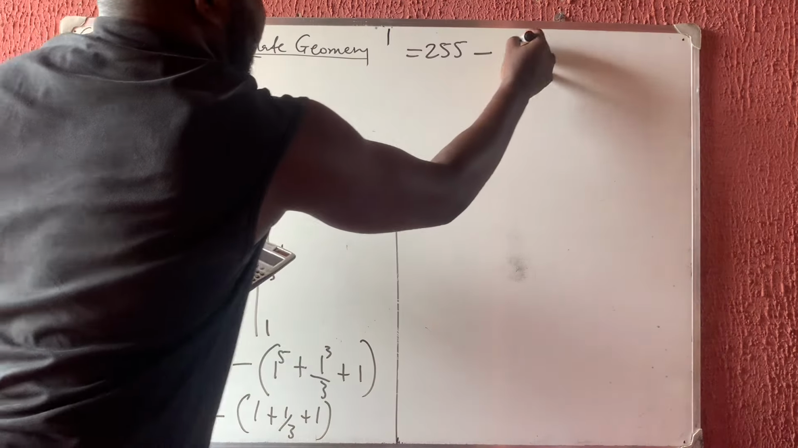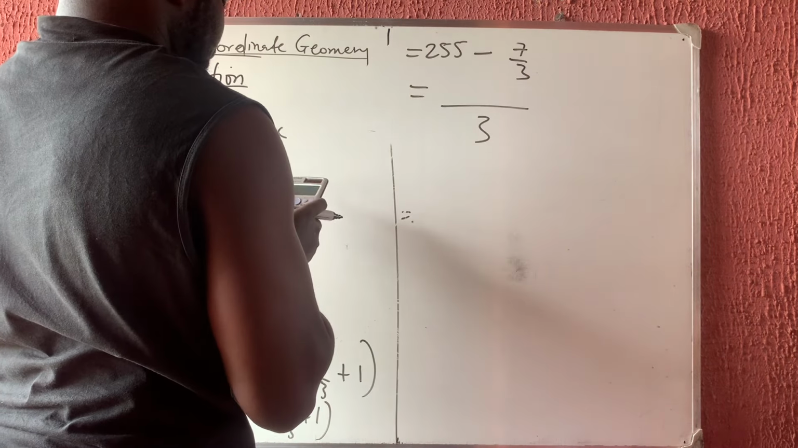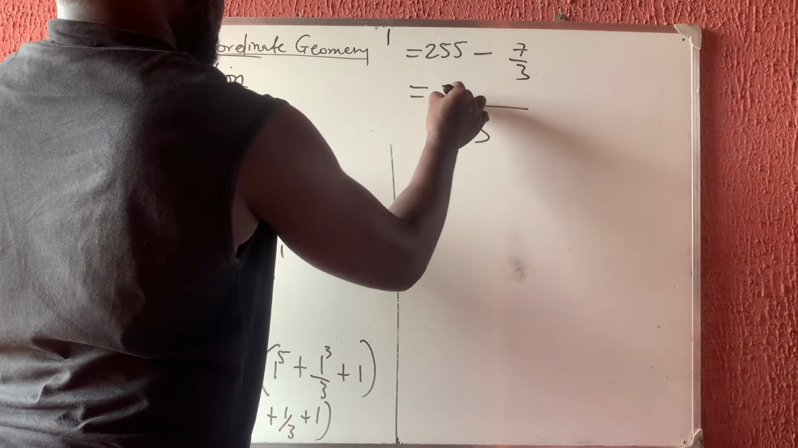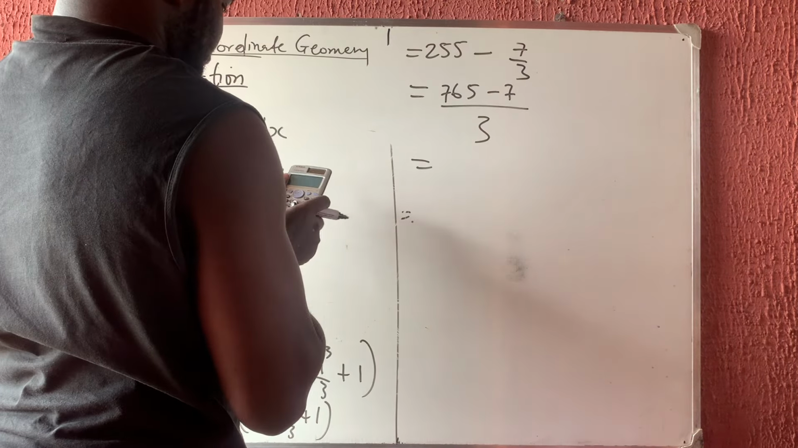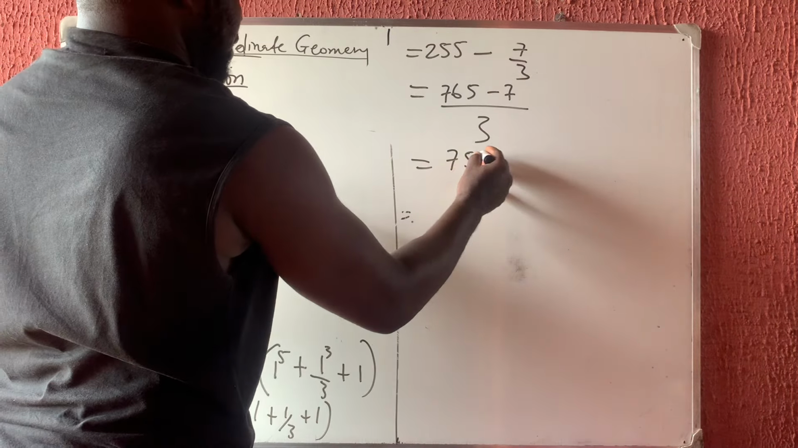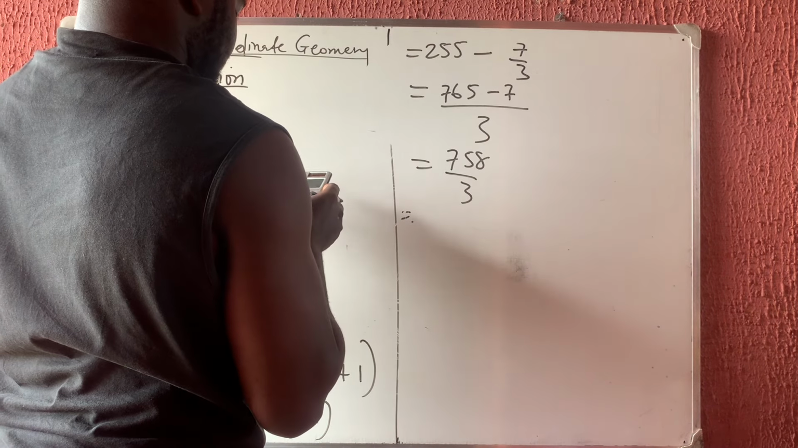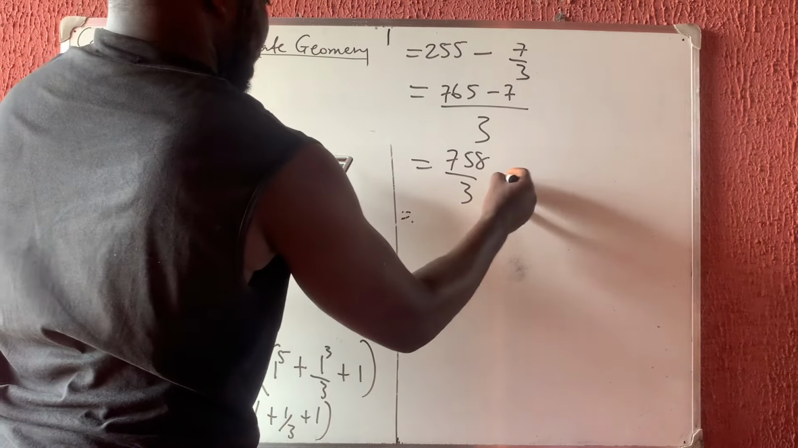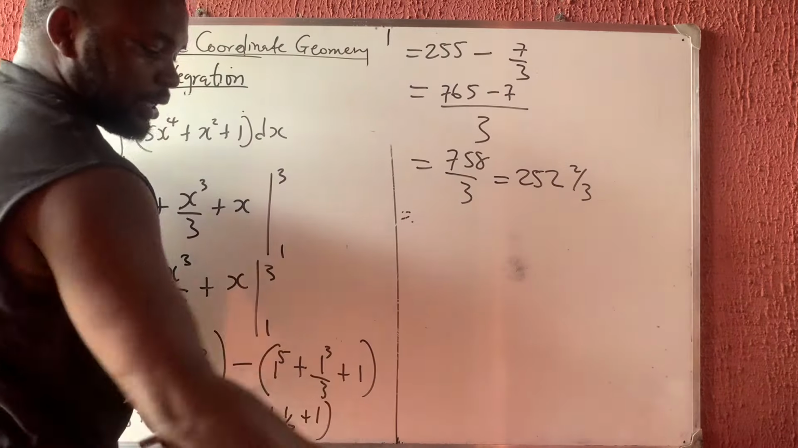So I'm having 7 over 3. You see that the LCM is 3. So I have 255 times 3, which is 765, minus 7, giving 758 over 3. If I divide by 3, I'm having 252 whole number 2 over 3. So that is that for that.